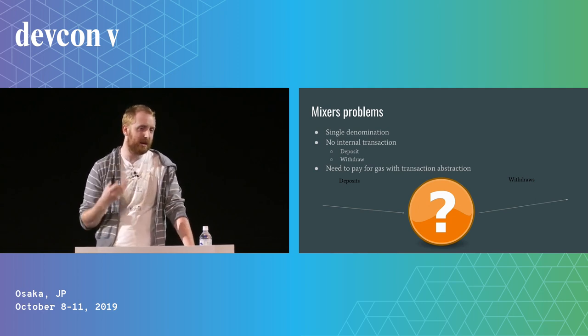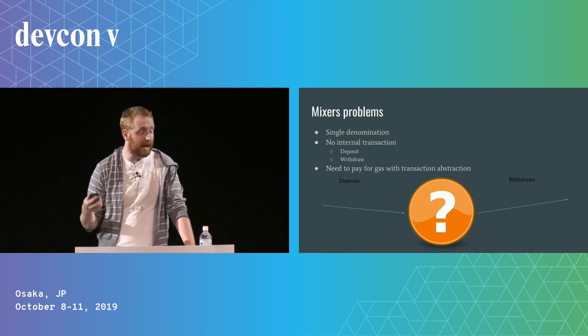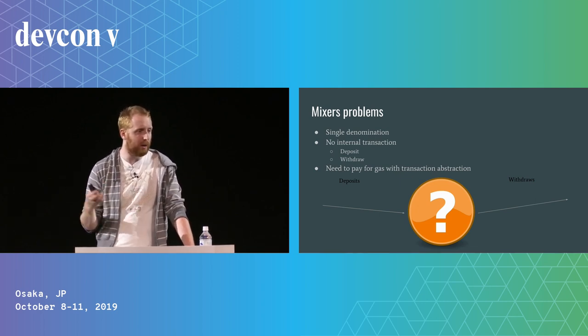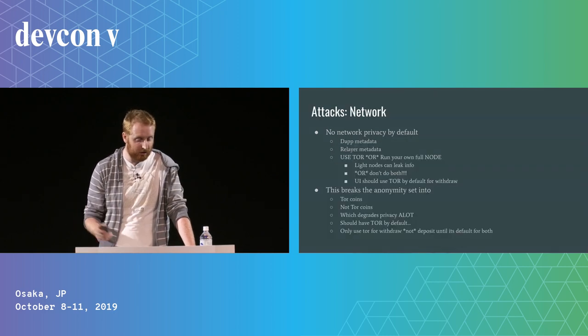So what we do instead is we come up with some kind of transaction abstraction where we make another network of nodes that will pay the gas of a transaction and also get repaid that gas at the end of the transaction. So those are the three main problems of mixers.